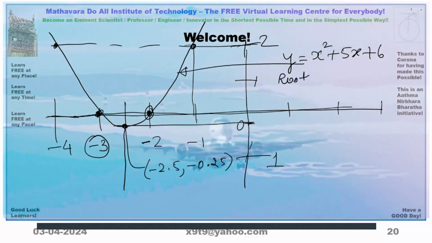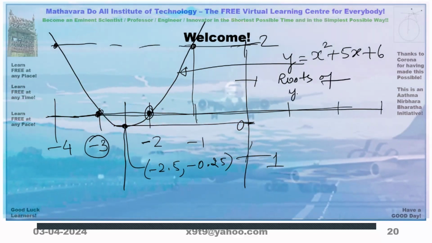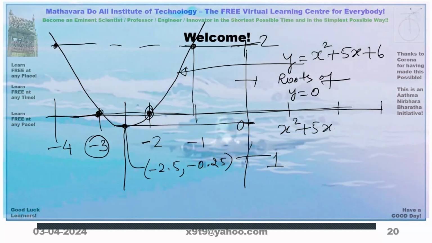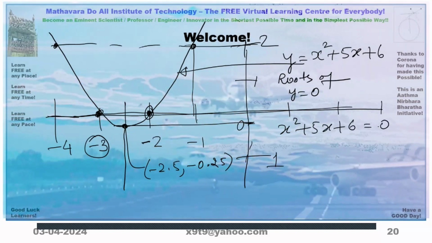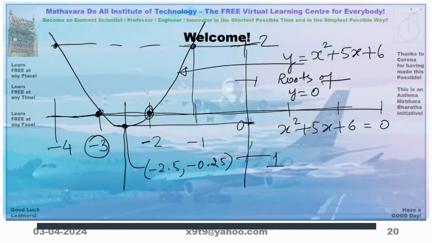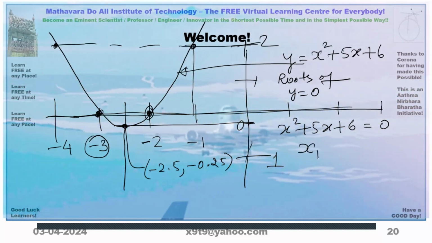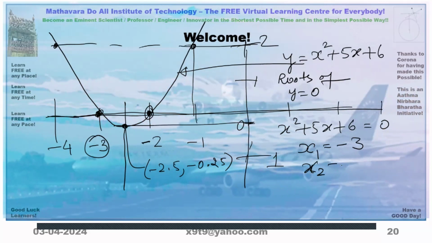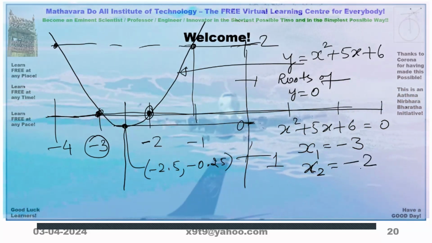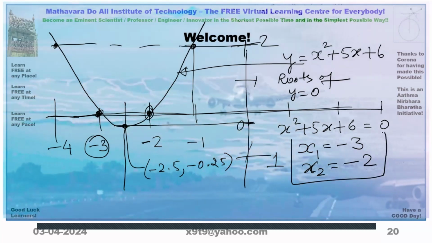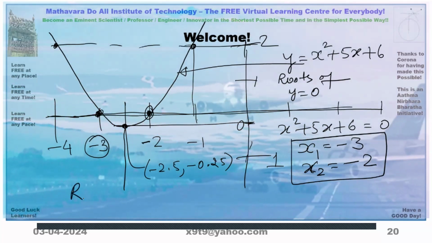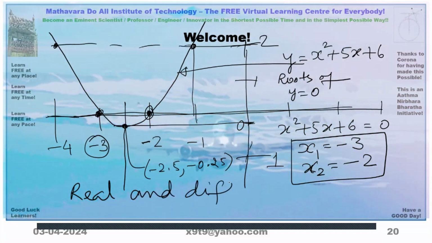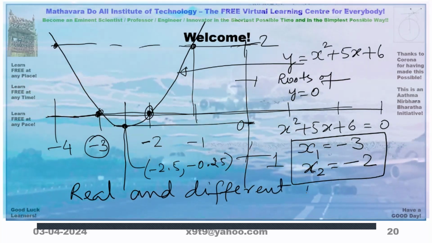So roots of y is equal to 0. That means x square plus 5x plus 6 equal to 0. There are two answers. One is, suppose I say x1 is minus 3, x2 is minus 2. You can write interchange also, no problem. There are two different roots. So these are called real and different roots.